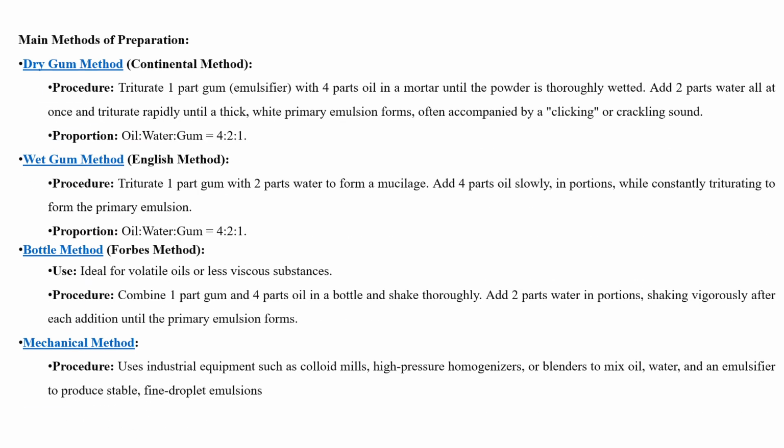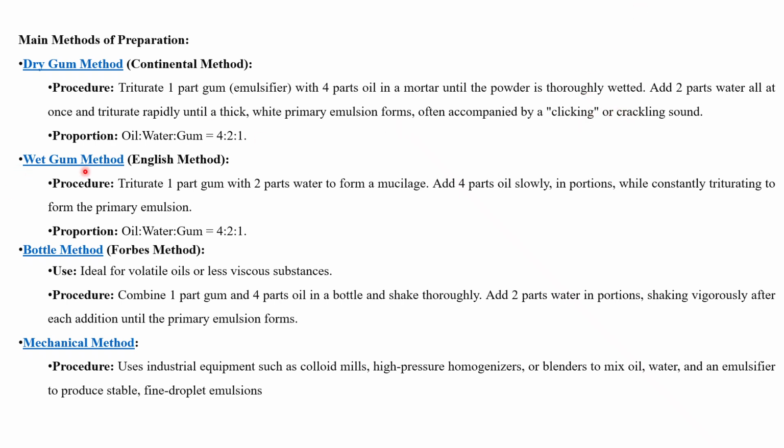Next, how to prepare these emulsions. There are several methods, out of which two methods are famous: the dry gum method and the wet gum method, and the miscellaneous methods, which we can say are the bottle method and the mechanical method. In the dry gum method, we take a mortar and pestle and add the emulsifier. One part of emulsifier and 4 parts of oil we add, and thoroughly mix. Then finally we add the water. The proportion to prepare the primary emulsion of oil to water to gum is 4:2:1, and we have to triturate until a clicking or crackling sound is observed.